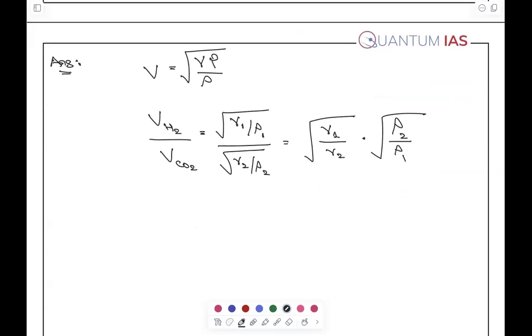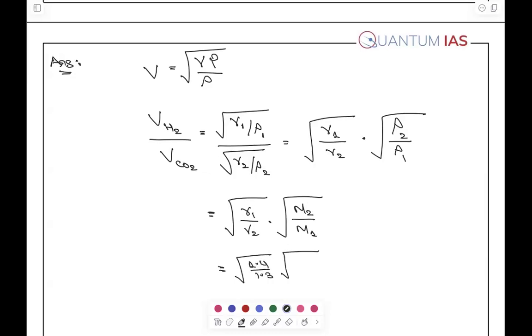Gamma 1 by gamma 2 into mass m2 by m1. Density of gas is proportional to the molecular mass. Put it. Gamma 1 by gamma 2 how much is given? 1.4 by 1.3. Mass of CO2, tell me: 12, 32 and 12, 44. Hydrogen 2. Answer. So according to the book, it is around 4.85. Just cross check it. Let's cross check whether it is coming or not.